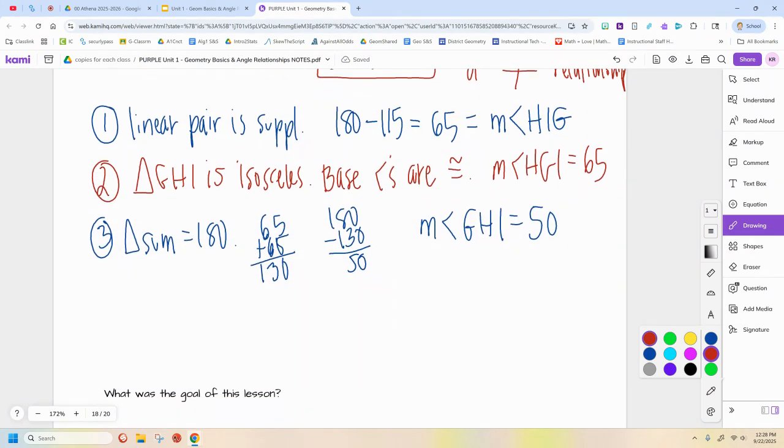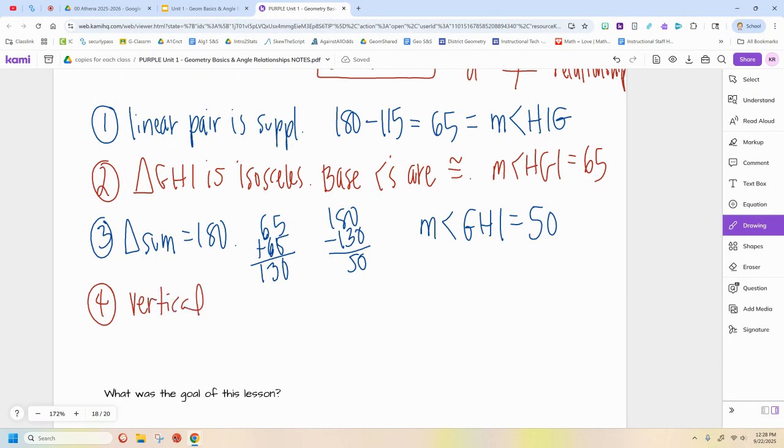So the deal is, regardless, you have to somehow close the deal, right? So my step 4 would be vertical angles are congruent. In this lesson, we saw these two a ton. Isosceles is good, linear pair is good. Okay. Vertical angles are congruent, which means this angle GHI is congruent to, okay, who's vertical to GHI?